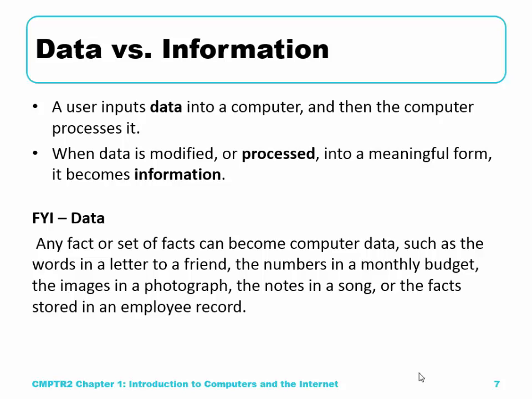And when the data is modified, files named, stored, changes made, etc., you have processed it into meaningful information, and it becomes what we call information. Any fact or set of facts can become computer data, such as the words in a letter to a friend, the numbers in a monthly budget, the images in a photograph, the notes in a song, or the facts stored in an employee record. Once you've loaded those and organized them, you've processed it into information.